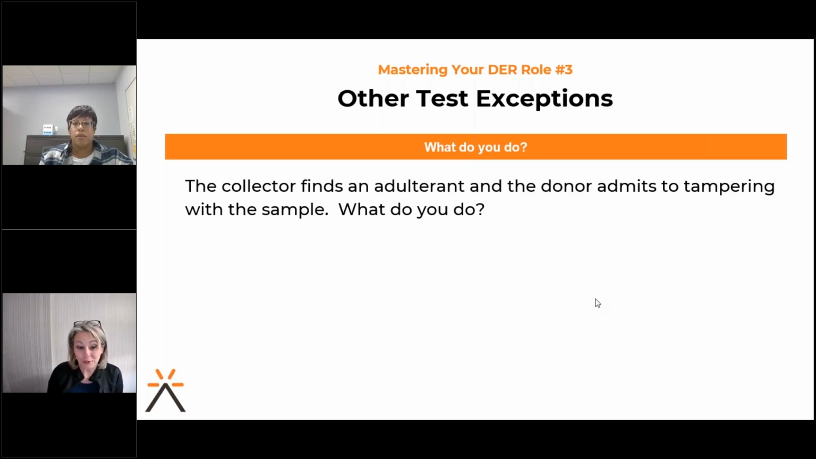That's actually covered under refusal. You can take that as a refusal. What I used to do, if the collector found something, I would say, did the donor admit to trying to adulterate the sample or tamper with the sample? And if they could get a yes to that, there's your refusal. Something to think through.